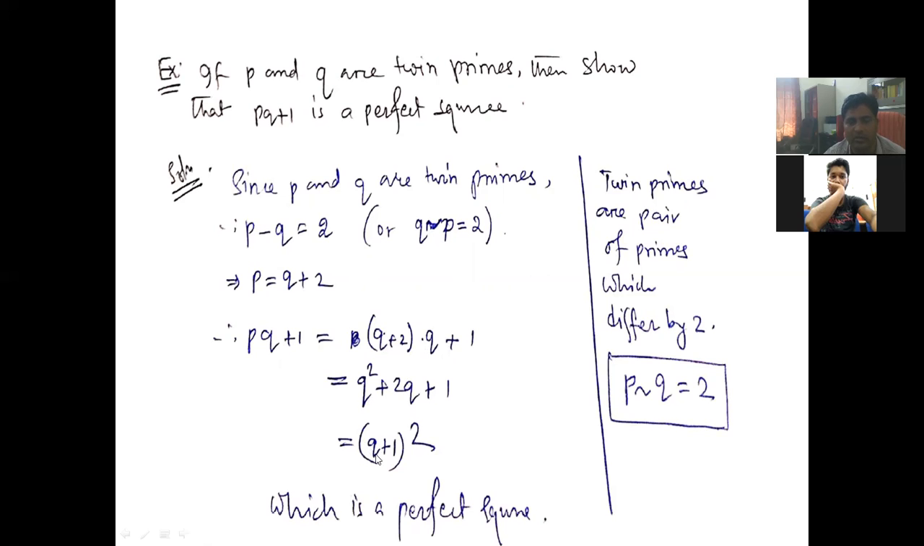This is equal to Q plus 1, where Q is an integer, plus 1 again an integer, square. So which is a perfect square. Okay, PQ plus 1 becomes Q plus 1 whole square. That means it is a perfect square.